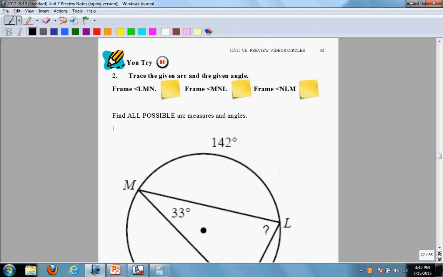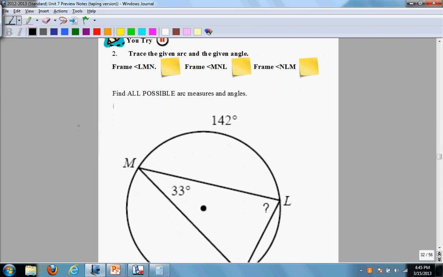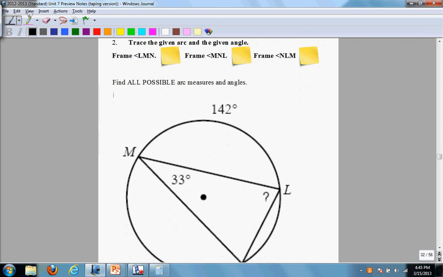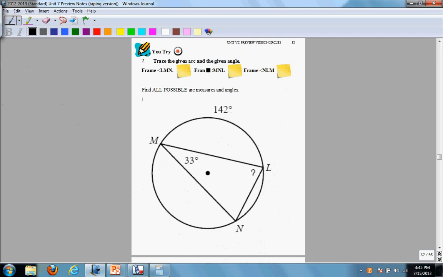Okay. It says, right here, we're going to do this one together. It says you can do it by yourself, but I'd rather do it with you here. You want to trace the given arc and the given angle. So first, let's just trace what we're given. We are given this arc, 142, and we are given this angle, 33. And we're going to frame a bunch of stuff and see what we can do here.